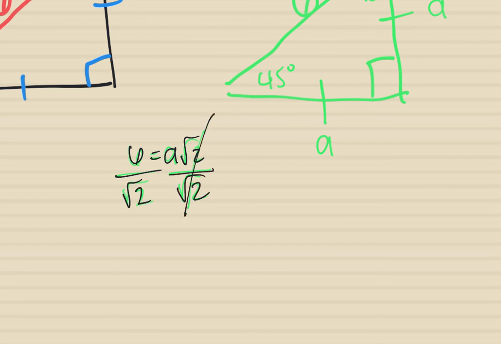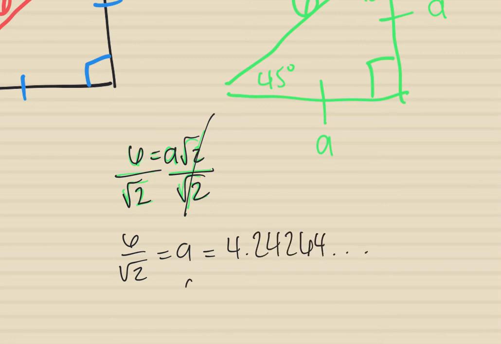Okay, so now we've got 6 over the square root of 2 equals A. And then plug it into your calculator, okay? What is 6 divided by the square root of 2? I got 4.24264... And this rounds to A equals 4.2, right?